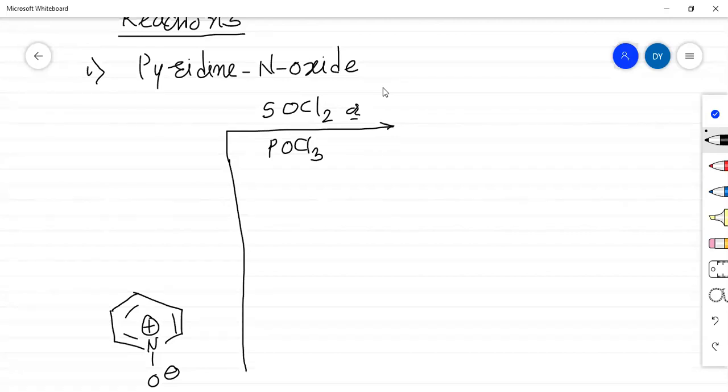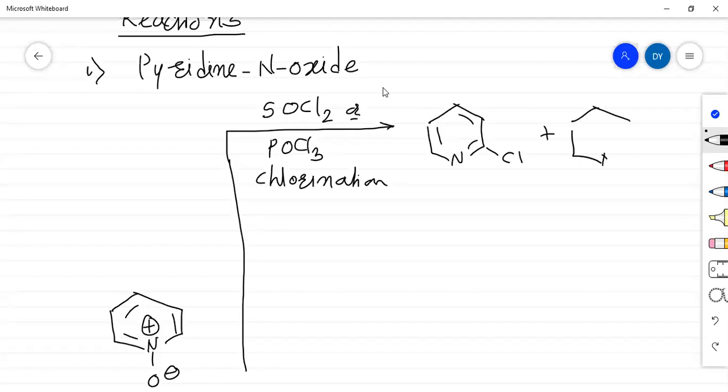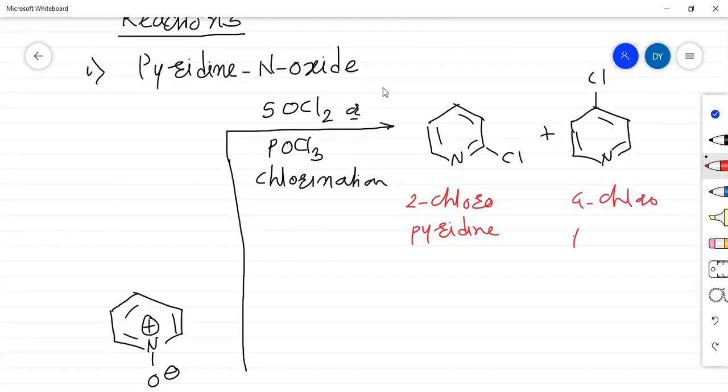But as you can see here, which halogen is present? Chlorine. That's why this is called chlorination. And what product do we get here? Here we get two products. The product is 2-chloropyridine and 4-chloropyridine.